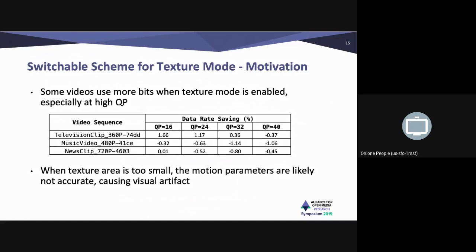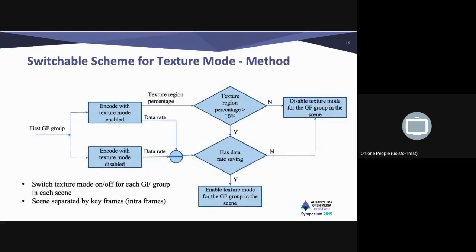The other point is, when you have a very small texture area, the overhead is also a bit more expensive. It also becomes difficult to have a good motion representation for these regions, which can cause some visual artifacts. So based on these observations, we propose to use a switchable scheme.